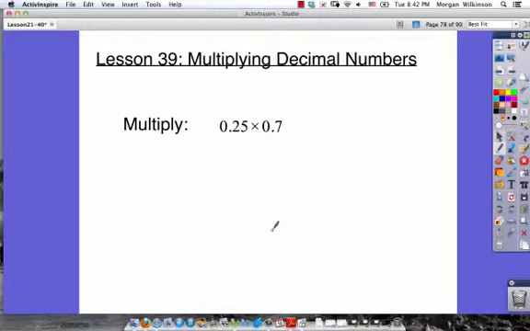Lesson 39 is about multiplying decimal numbers. Our first question asks us to multiply 0.25 times 0.7, or we could say 25 hundredths times 7 tenths. Now there's a three-step process for multiplying decimals. The first step, whenever we multiply decimals, is going to be to move the decimal out of the factors.